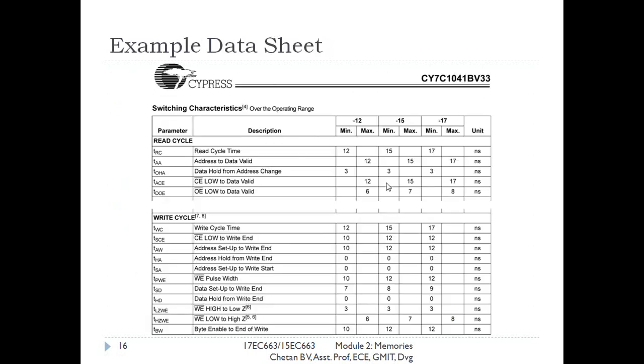So these parameters are available in the datasheet. This is a sample datasheet for illustration. This is a datasheet of a component by name CY7C1041BV33. This is one asynchronous SRAM component. So this is the datasheet. In this datasheet you can find the parameters for read cycle and write cycle.